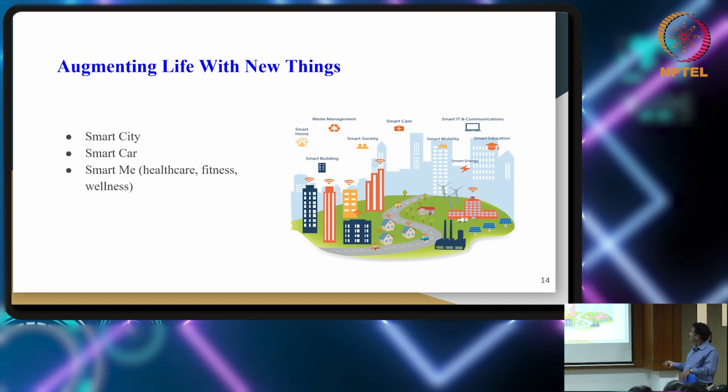The smart city's main objective is something like that: a smart car, smart me, that is healthcare, and then fitness and wellness. So here there is the smart home, waste management, smart society, smart care, smart IT and communication, smart education, smart mobility, smart energy, and smart building. Everything comes under this smart city. So this is one project. This is a very big project. Smart home itself: every home, not a single home. Every home should become a smart home. That's the objective of this smart city.